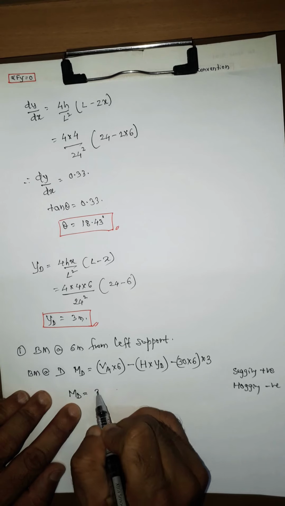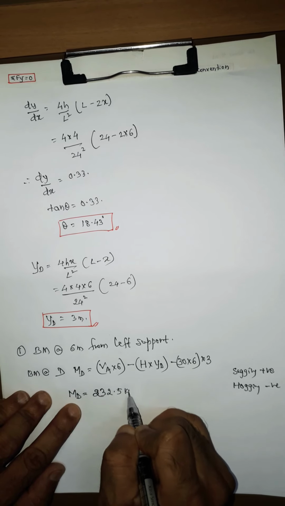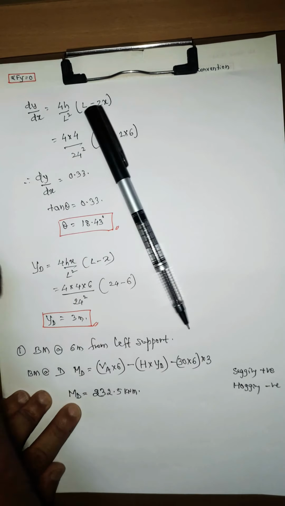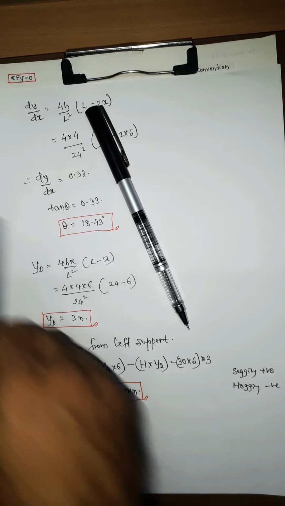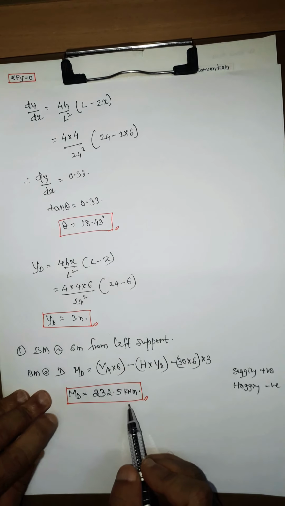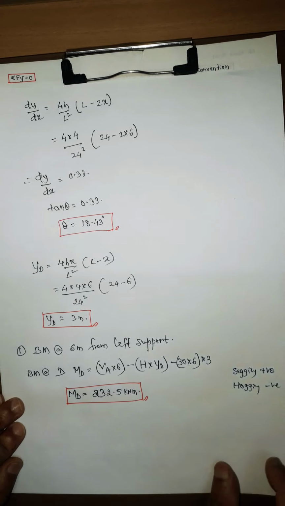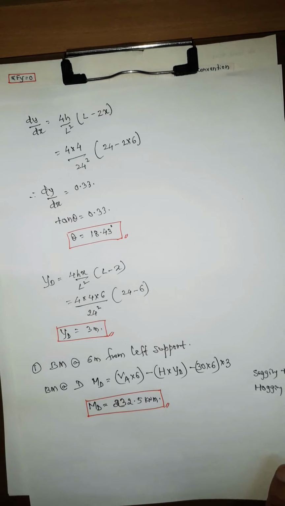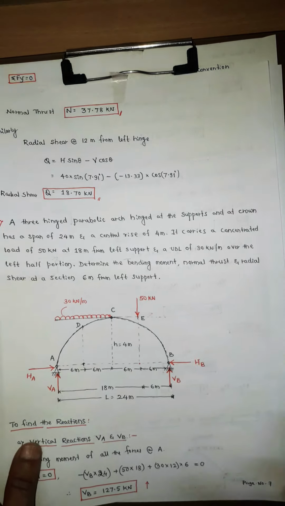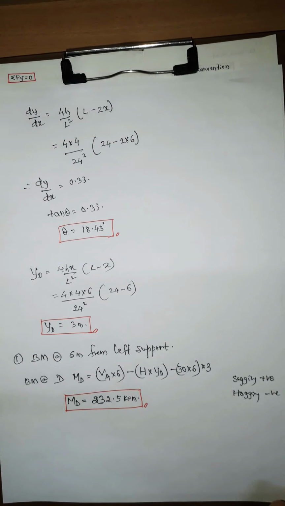So this comes out to be bending moment at 6 meter from left support, MD is equal to 232.5 kilonewton meter. This is what is required. Moment at D, which is at 6 meter from left support, is 232.5 kilonewton meter. So this is the first quantity we have found out. Now the second thing they have asked in the problem is the normal thrust and radial shear at the same point, that is at point D.